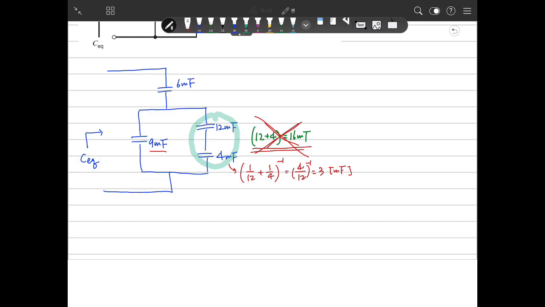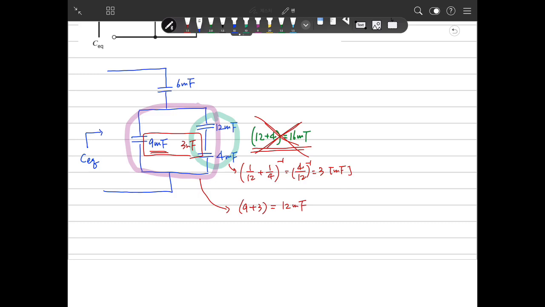That means there are a 9 millifarad and a 3 millifarad capacitor. So these are connected in parallel in this case, and this circuit works the same way. 9 plus 3 is 12 millifarad.